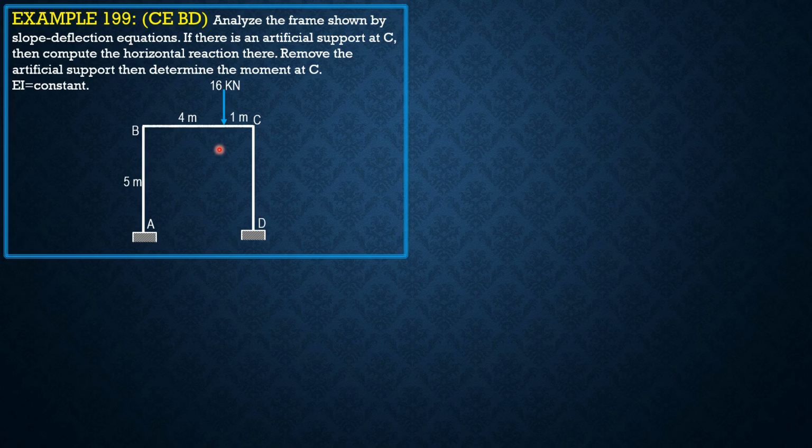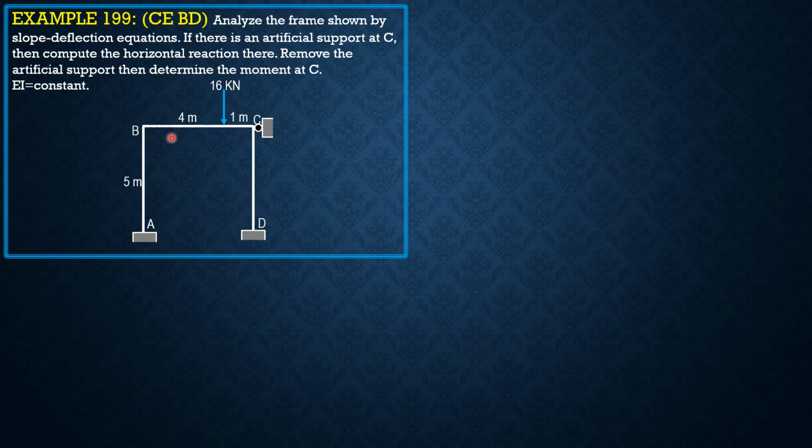And I'll solve this, especially the reaction at the artificial support C, to hold the frame in a situation where there is no side sway. So without this artificial support, this frame will undergo side sway. That's why in the second part, we have to remove the artificial support and determine the moment at C. Because of the presence of this artificial support, side sway is prevented, and therefore it is a non-sway frame. So we now establish moment equations.